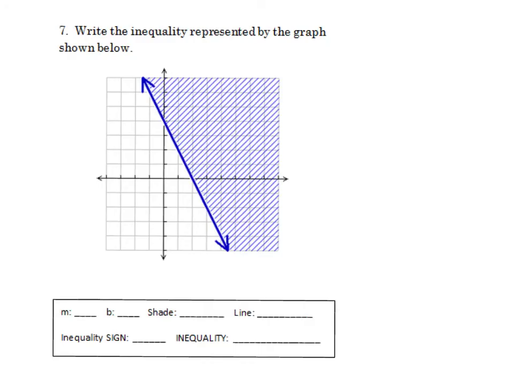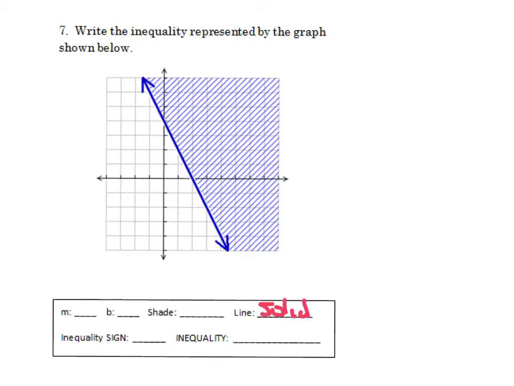Alright, now we're working a little bit backwards. This time we're given the graph and we have to write all the information we know. Obviously the easiest information is to look to see what type of line and how it is shaded. Now the line, we can see it's solid.